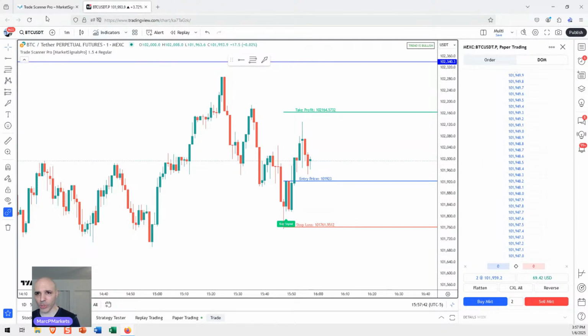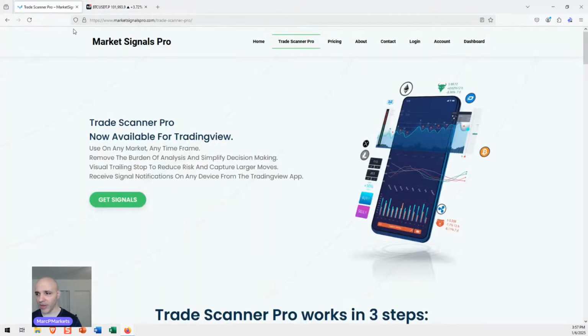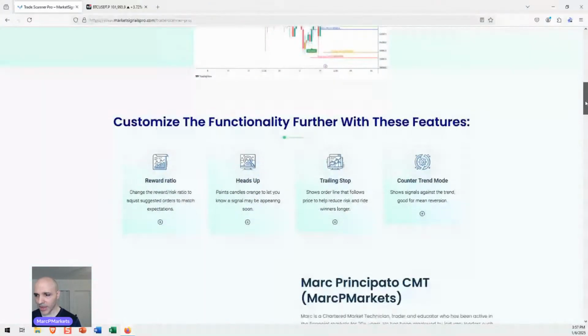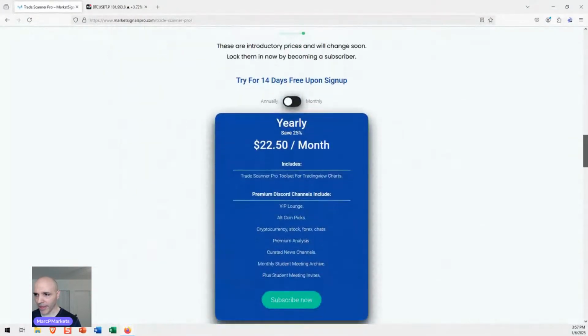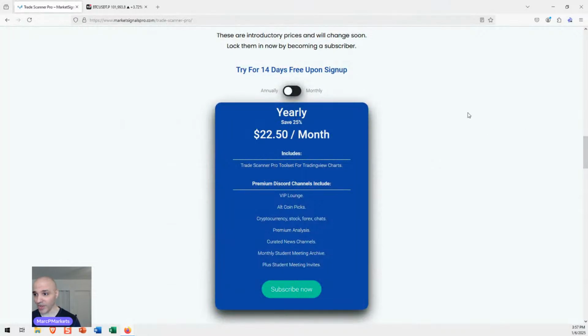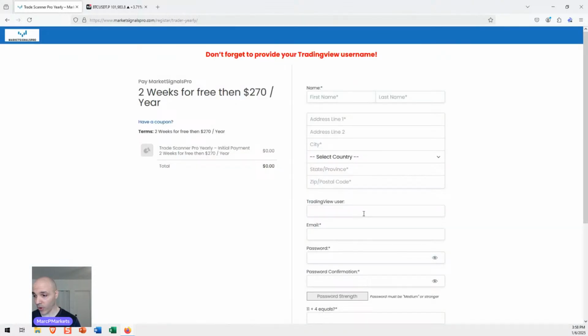In fact, while we're waiting for this trade to play out, I'll show it on the screen right here. Just go to this site, Dan. You scroll through here. Things have changed a lot, Dan, since I've seen you. You scroll to the bottom here, and this is the sign-up form, and that's yearly. You could do yearly or monthly. Yearly comes to $22.50 a month. You just click on this here, and you fill out this form, Dan. Make sure you put your TradingView username in that field.